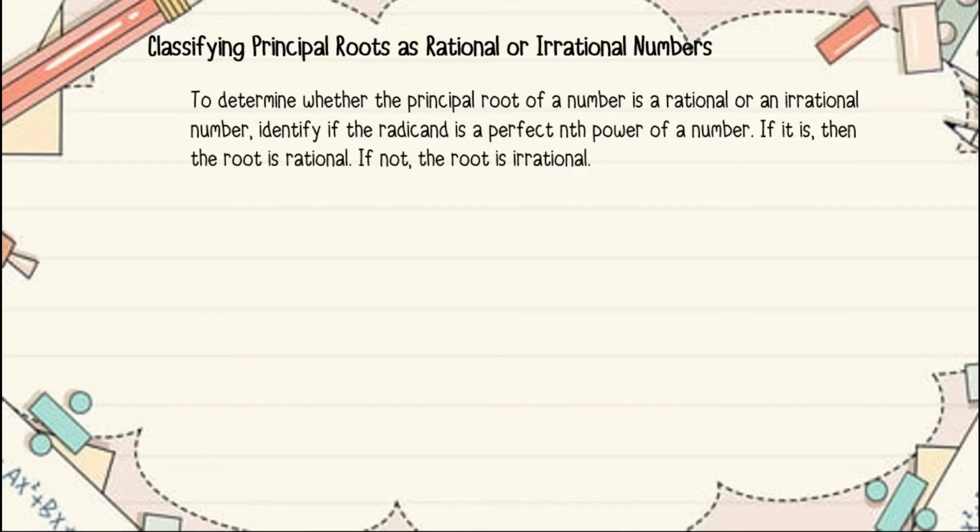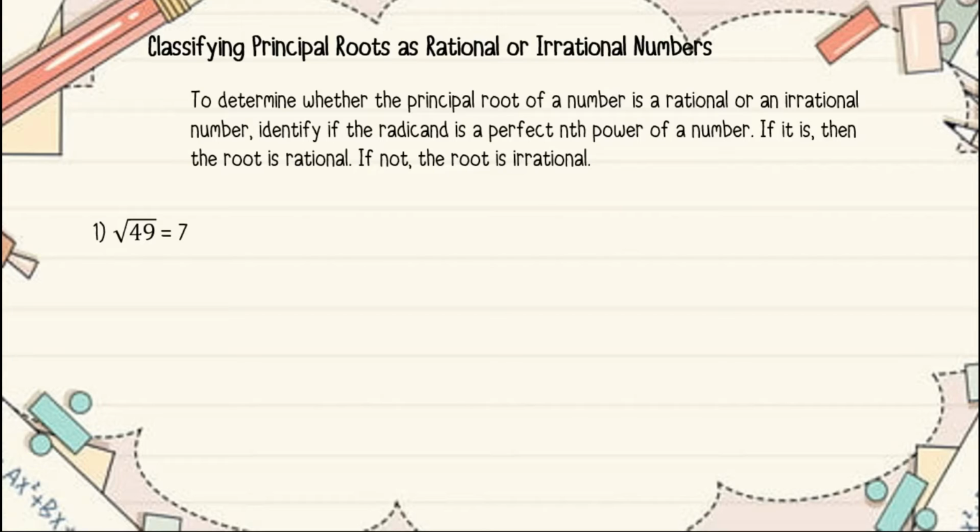Now, let's classify principal roots as rational or irrational numbers. To determine whether the principal root of a number is rational or irrational, identify if the radicand is a perfect nth power of a number. If it is, then the root is rational. If not, the root is irrational. Let's have the first example.